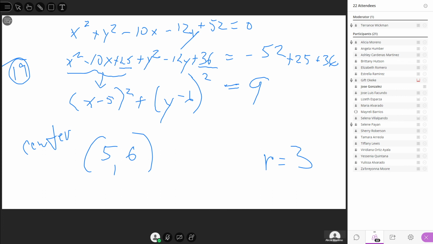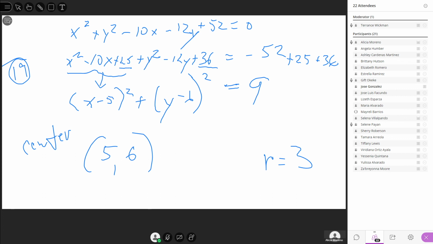Okay, so you see the -10x, you half it into -5, and then you square it, which is 5 times 5 is 25. That's how you got that. Squared, I'm sorry, squared. And then the -12y, you cut that in half, that's 6. And then you square it. 6 times 6 is 36. That's how you got that 36 there.